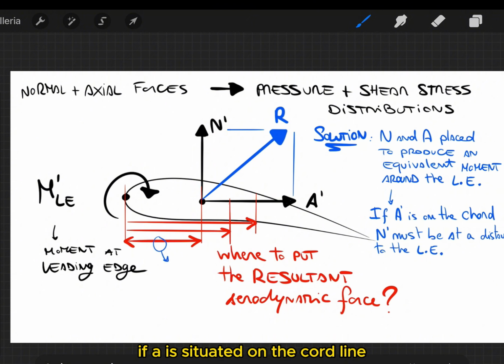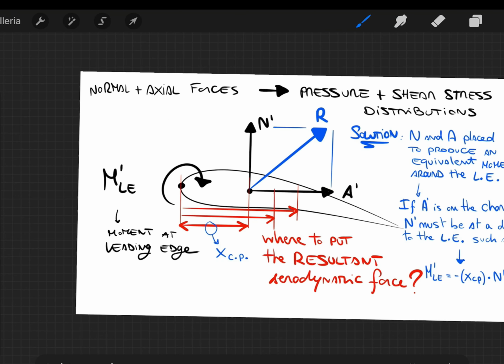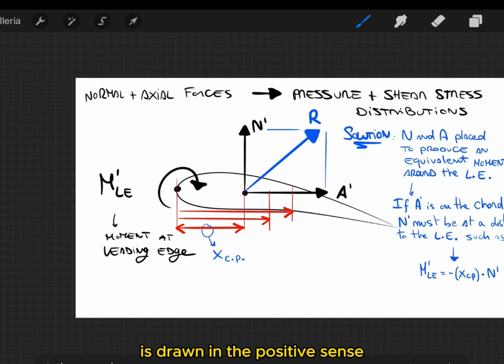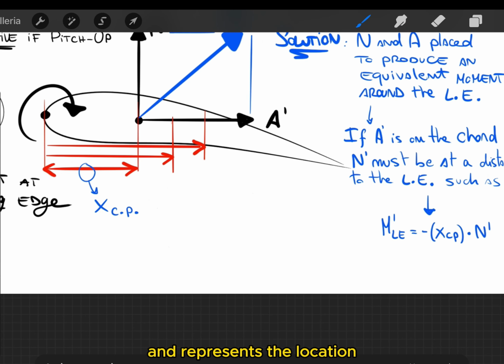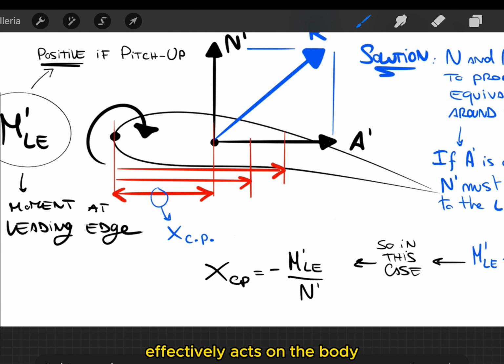If A is situated on the chord line, then N must be positioned at distance xcp downstream of the leading edge such that the direction of the curled arrow representing M at the leading edge is drawn in the positive sense if pitched up. This follows the standard convention, but in the figure we have a positive N which creates a negative moment, so that explains the equation. In this figure, xcp is defined as the center of pressure and represents the location where the resultant of distributed load effectively acts on the body.